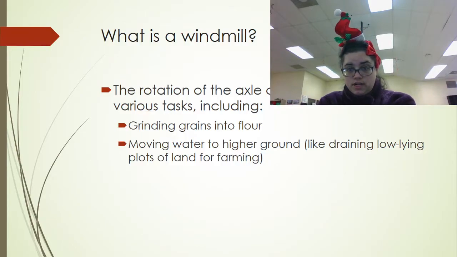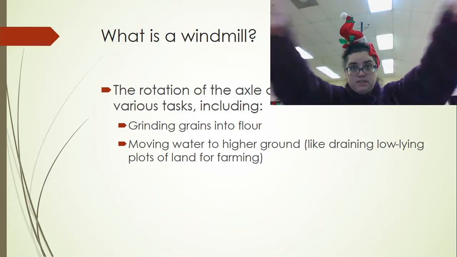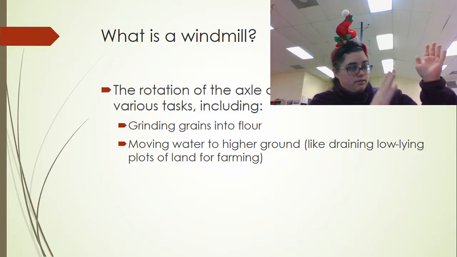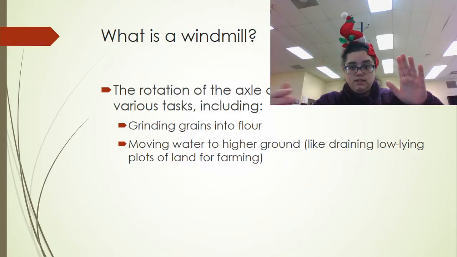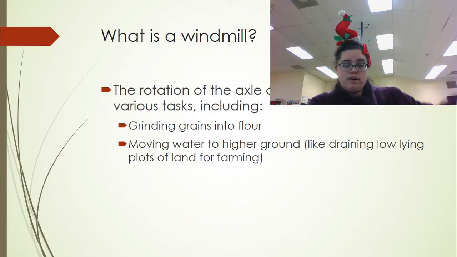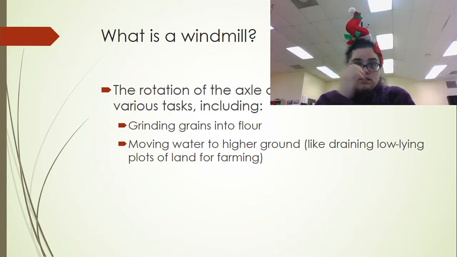It can move water to higher ground, like drain low-lying parts of the land for farming. That's something that the video about the Dutch windmills talks about. The polders, what they would do is all this low-lying land, they would build up a dike to block some of it off, and so there'd be basically a pond now. And then the windmills, or a series of windmills, would be employed to scoop the water up out of the low-lying land and move it to higher ground, and eventually out to the ocean. And that's how they made so much of the farmland that they have in Holland.